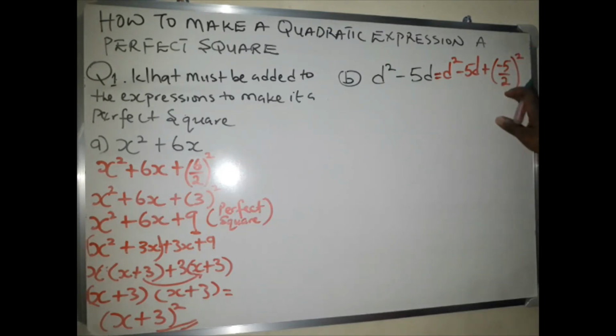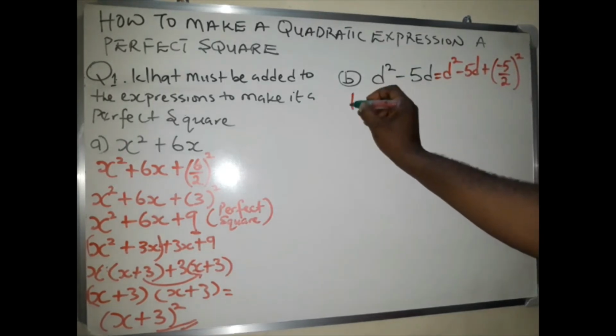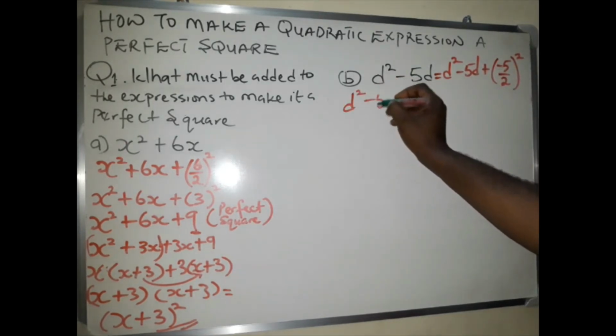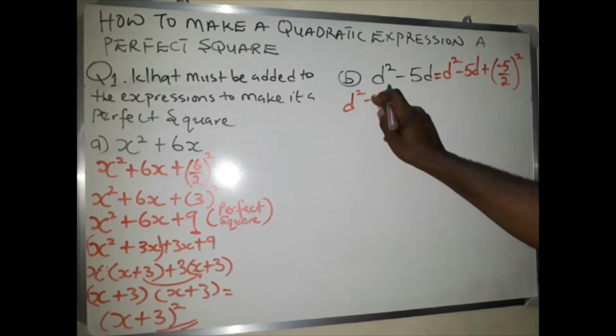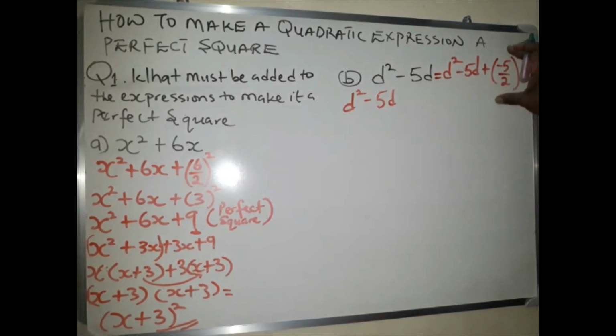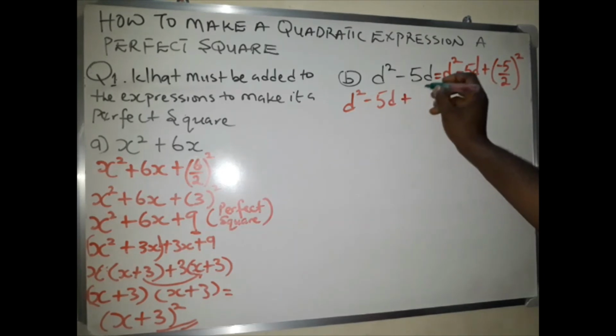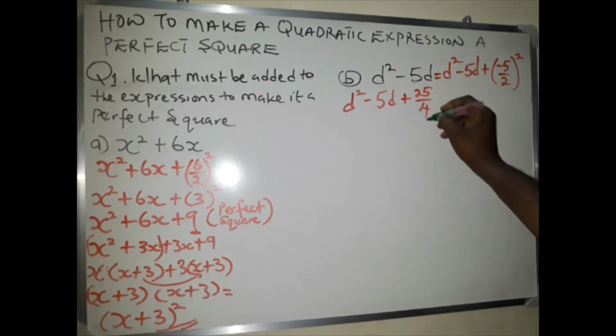So now in this case, you can see that 5 cannot be divided by 2. So what do we do? You now square what is inside here, which is minus 5 over 2. That will lead us to write d square minus 5d, then we now square what is here, which is minus 5 over 2 times minus 5 over 2. Minus and minus will give us a plus. 5 times 5 will give you 25, and 2 times 2 will give you 4.